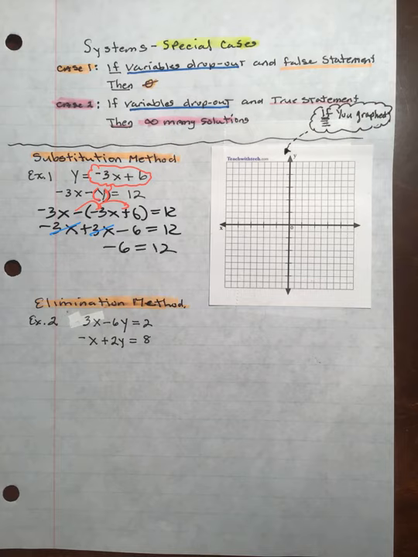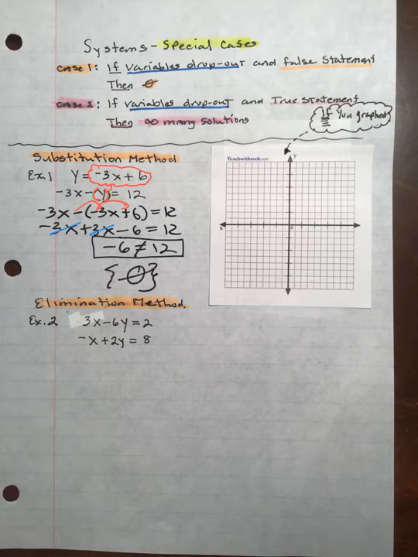So what happened was our variable dropped out, right? There are no more variables in the sentence. Where'd they go? They dropped out because negative 3x plus positive 3x is 0 x's. That means we have no more x's. So the variables dropped out and negative 6 does not equal 12. So our final answer is no solution.